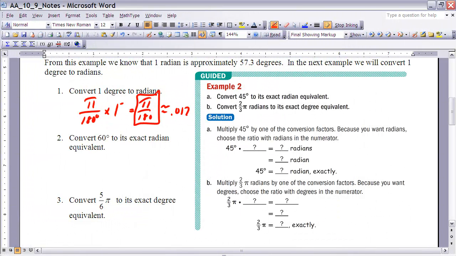In example 2 here, we're going to convert 60 degrees to exact radian value. And once again, we're looking for an exact radian value. So I'm going to take 60 degrees. I'm going to multiply it by pi over 180 because I'm converting to radians. I want pi on top. Which is 60 pi over 180. And then if I simplify that, that simplifies down to pi over 3. Therefore, this is the exact value for that in terms of radians.